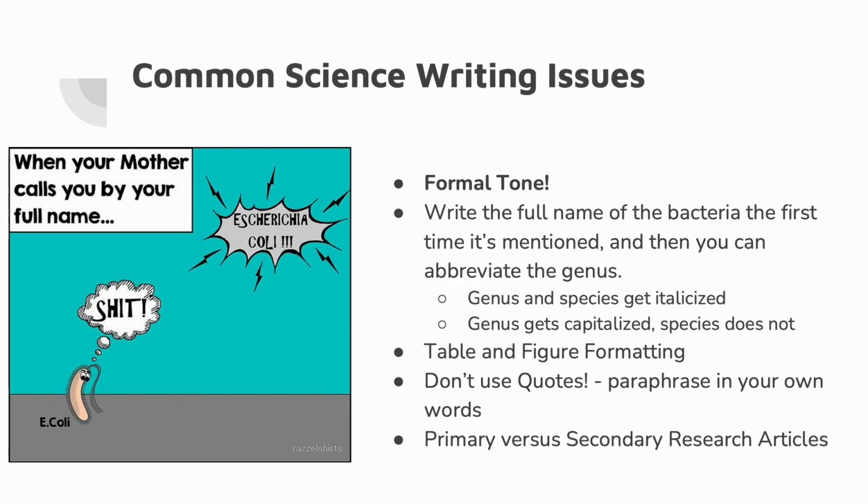Here are the most common science writing issues that I find in this class. Formal tone. Formal tone is the biggest issue I find. People write in a very informal, sort of poetic language. They write as if it's a creative writing English paper. Science writing tends to be very boring, and that is hard for some people to adjust to. It is very cut and dry. It doesn't tend to have a lot of flowery language to it.